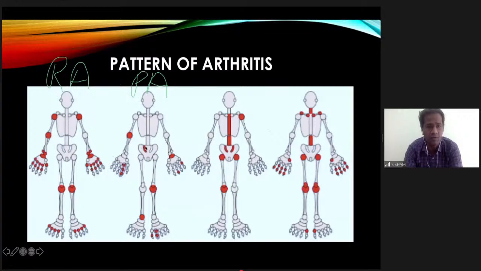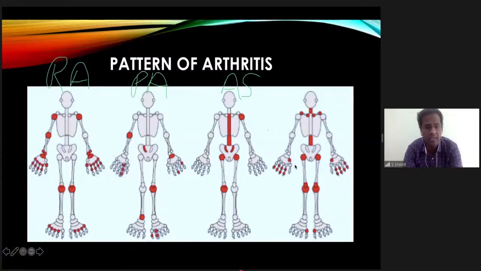The third one, you can see definitely there is much inflammation in the spine, so it is more of a typical ankylosing spondylitis. Usually you don't get small joint involvement in ankylosing spondylitis as in typical polyarthritis. You get to see root joint involvement, meaning the shoulder and the hip. These are the root joints involved in ankylosing spondylitis. The last one is nothing but osteoarthritis.